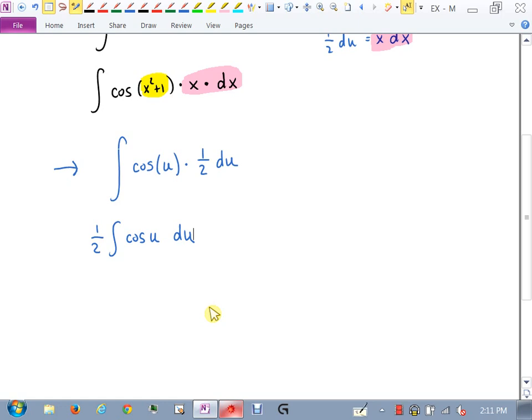What is the antiderivative of cosine u? Sine u, right? Careful. That's going to take a while to get used to. The antiderivative of cosine u is sine u. So the 1/2 in front, sine u, then plus c, all right? And now let's switch it back.